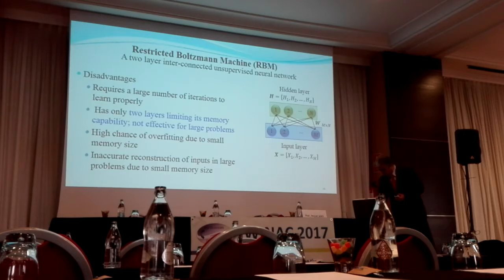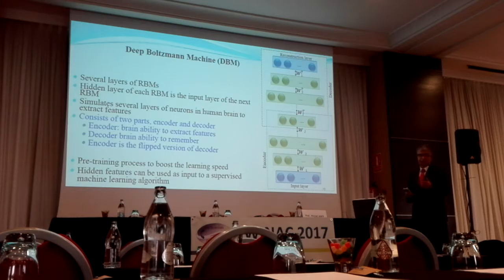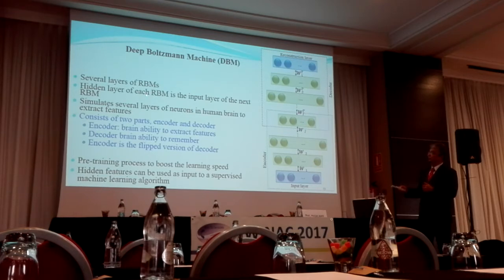So to overcome these shortcomings, deep Boltzmann machine was proposed, and here we have several layers of RBMs. The hidden layer of each RBM is the input layer of the next RBM. Here you can see that. So this simulates several layers of neurons in the human brain to extract features.